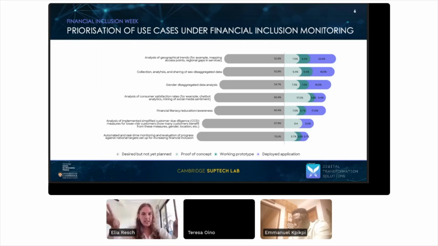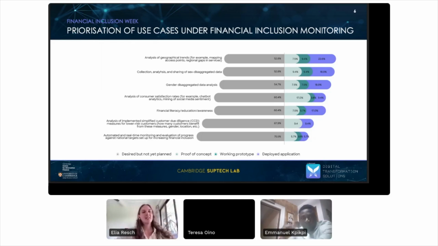Beyond those three areas I just mentioned, you'll also see that some authorities are exploring tools to monitor financial health indicators such as debt or resilience to shocks. And others are looking at ways to integrate alternative data sources, whether that's mobile transaction data, to build a clearer picture of usage patterns among low-income and rural populations.